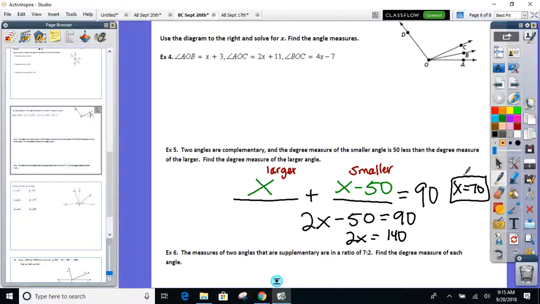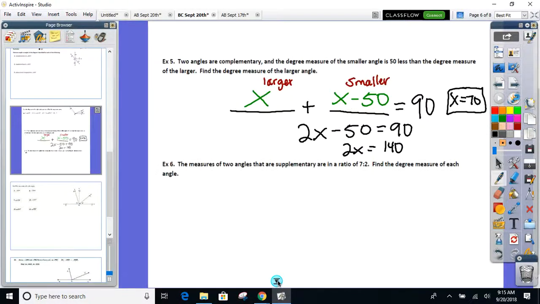And then I'll do this last one with you here, number 6. What do I have now? Two angles are supplementary, so they'll add to 180. That's the definition of supplementary. Ooh, this might be new for you. They're in a ratio of 7 to 2.